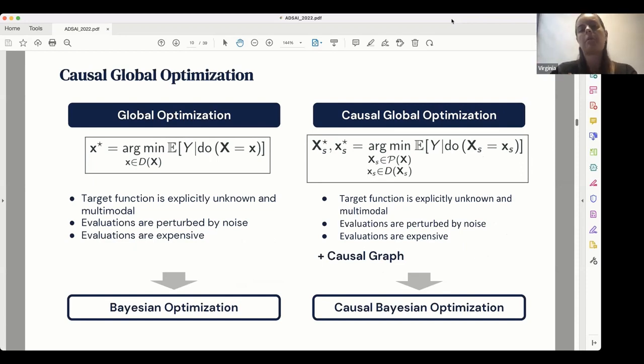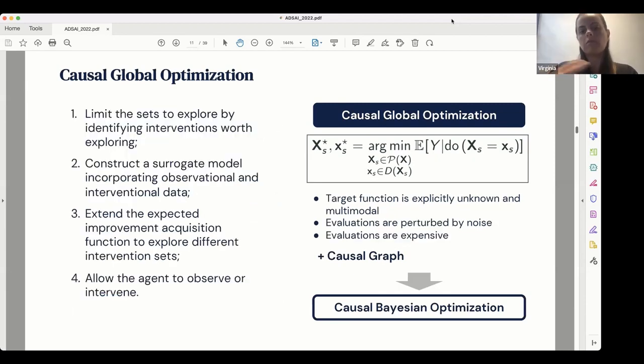So when we have the same type of setting, but we also have a causal graph that describes causal relationships between inputs and outputs, we can resort to causal Bayesian optimization. There are four main ingredients to the causal Bayesian optimization algorithm, and we're going to look at them together one by one.